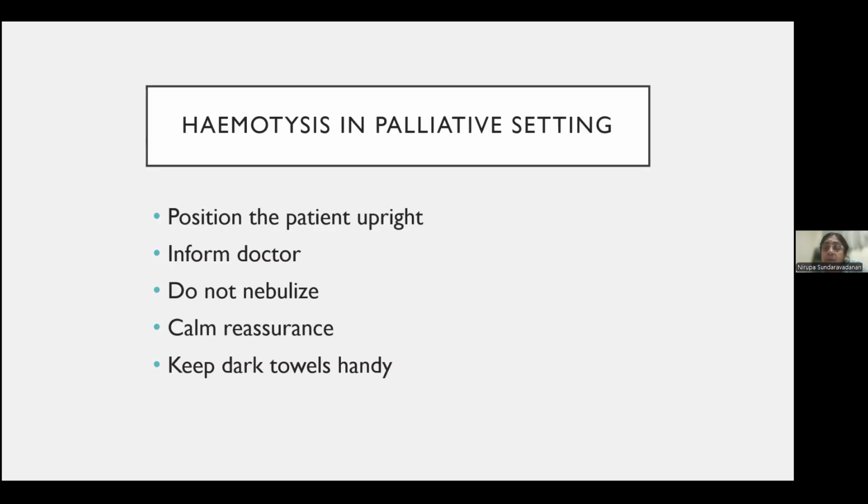This is for a hemoptysis which is not settling down after one or two coughs, or it's not just a streak of blood which is going away. Let's say he's coughing up some frank blood, and we know this patient has a lung cancer, he has a huge tumor there. Is this the end stage? Suddenly he brings up one big blob of blood. Okay, what's happening here? Position the patient, reassure them, keep dark towels handy.